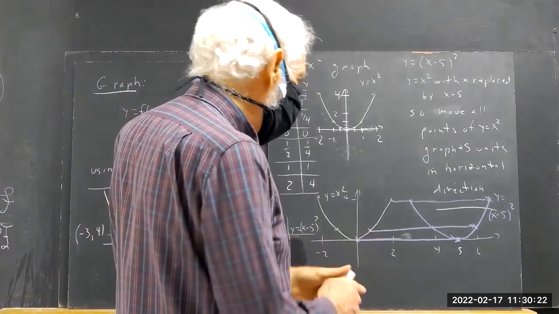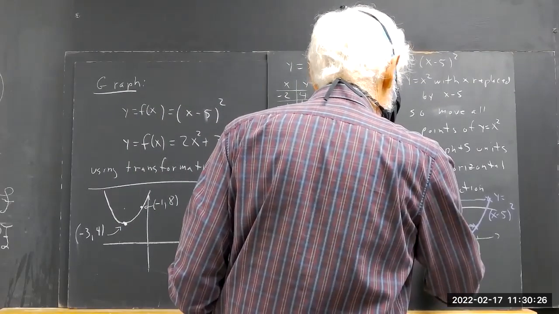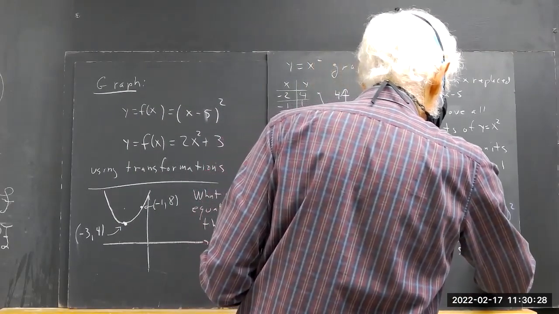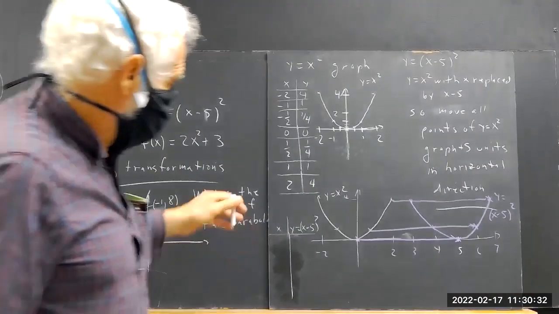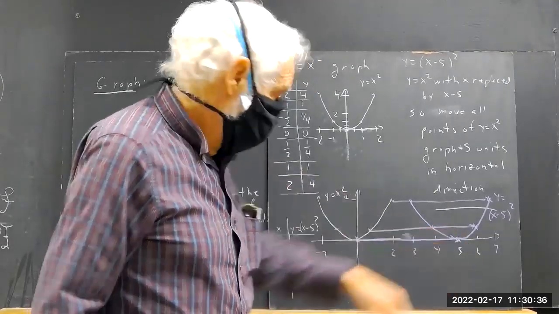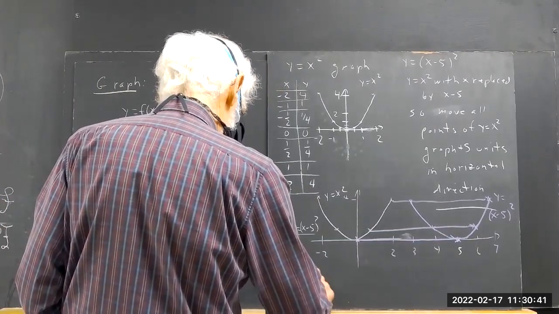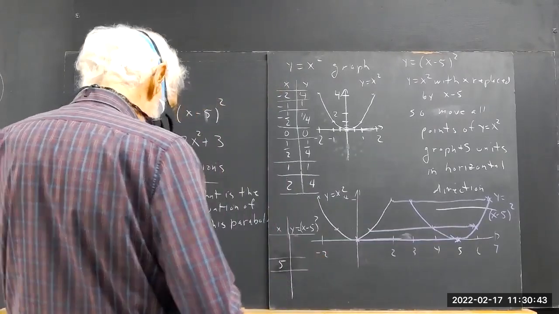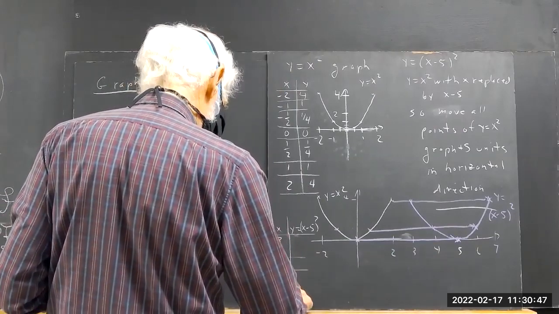You see that I have points where x equals 3, 4, 5, 6, and 7. In other words, this graph is centered where the vertex goes. The vertex is at 5. I'm going to put 5 in there, and then I'm going to put 3 and 4 on this side, and 6 and 7 on this side.